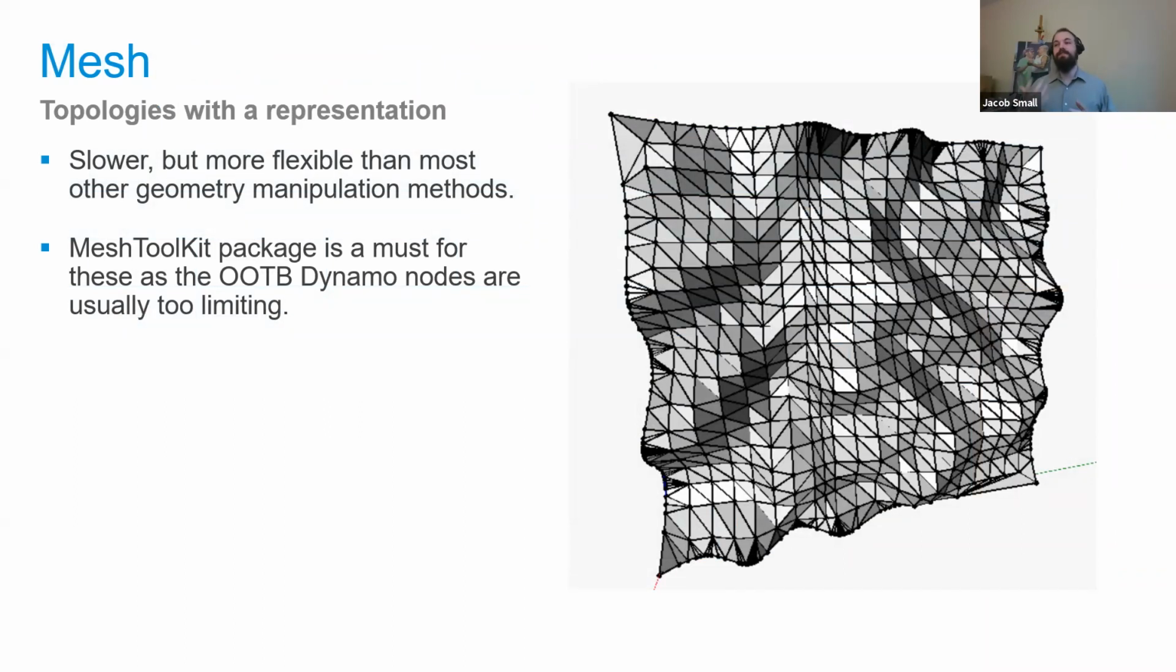One of the ways I like to conceptually think about them is they're topologies with a representation. The mesh itself is all the faces. We can pull out any individual face from the mesh, any individual set of vertices that define the mesh. But overall speaking, these things are slow. If you do need to work with them, and you will find you often have to if you're doing stuff like topography, I recommend going to the Mesh Toolkit package. It's extremely, extremely powerful relative to the out-of-the-box nodes that Dynamo comes with. So go ahead and download that package.